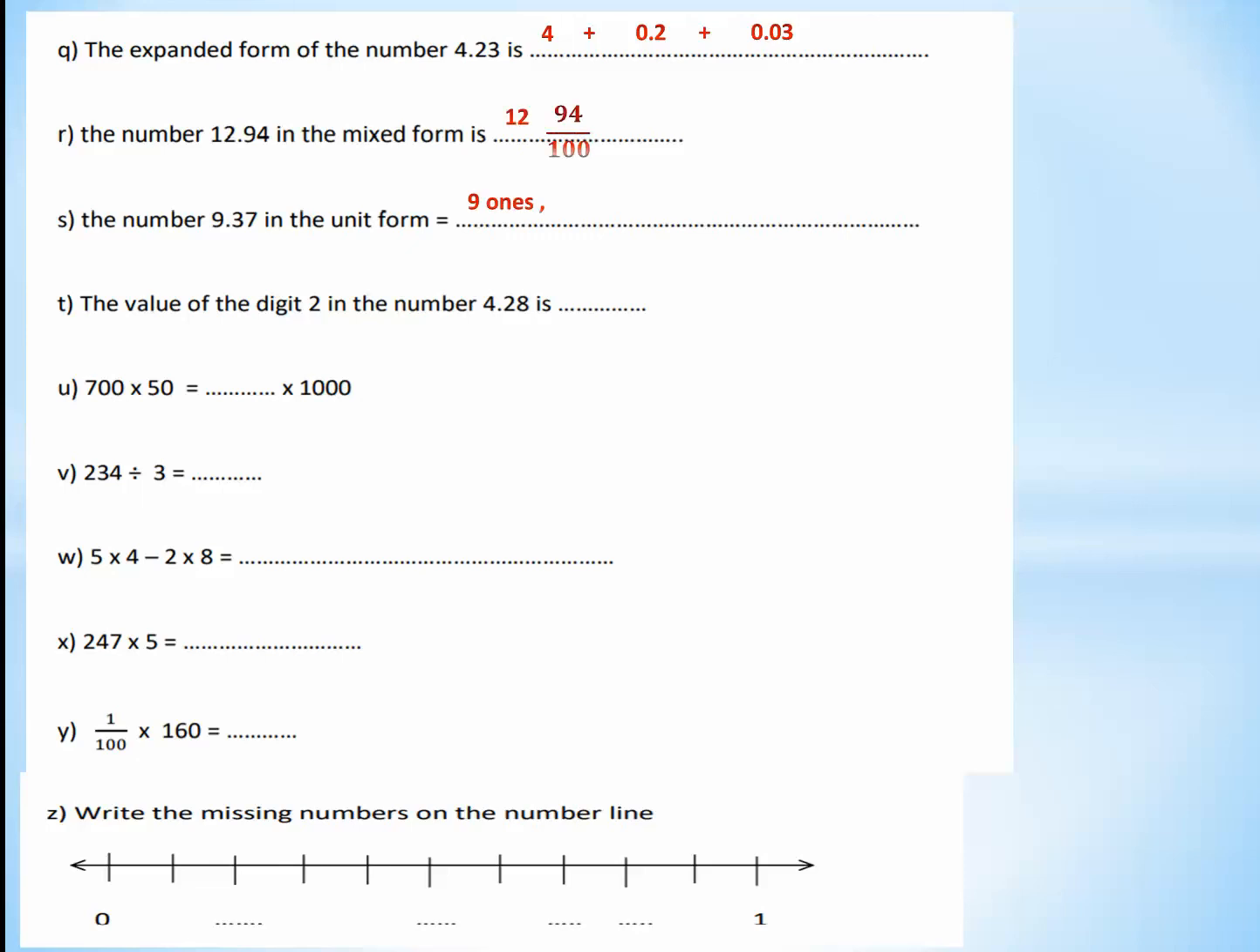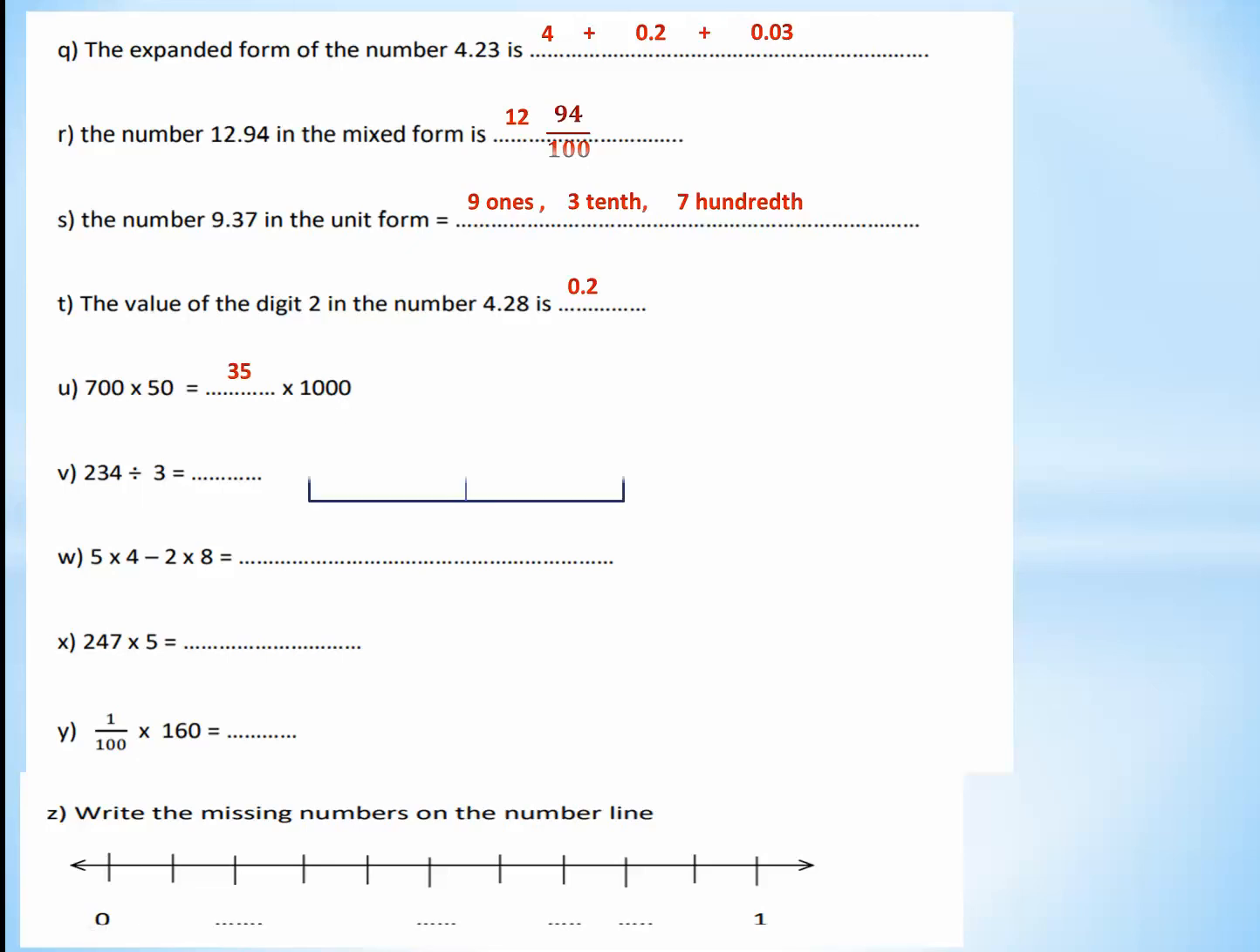The number 9.37 in the unit form means 9 ones, 3 tenths, and 7 hundredths. The value of digit 2 is 0.2. 700 times 50. Okay, here we have 3 zeros, and here we have 3 zeros, so 7 times 5 equals 35.